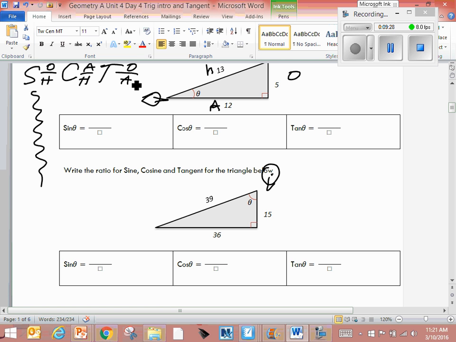SOHCAHTOA is supposed to tell you where the letters go for sine: O and H; cosine: A and H; tangent: O and A. All right, this side of the room over here. What do we got? First we'll do the numbers and I'll put in the letters after. What are the numbers? Where do they go? What's on top? What's on the bottom?